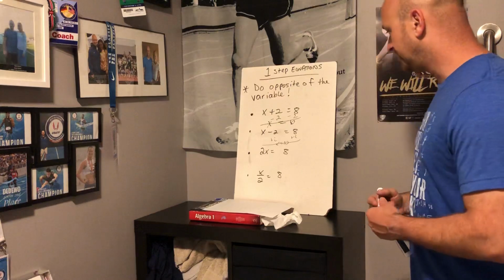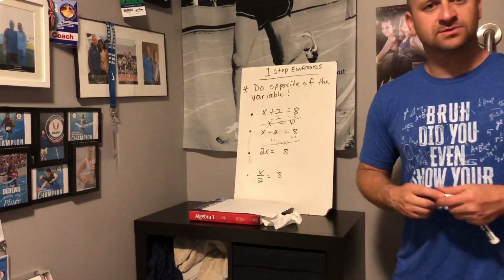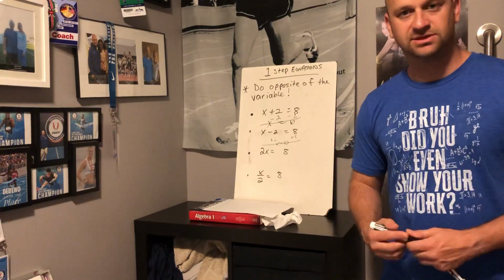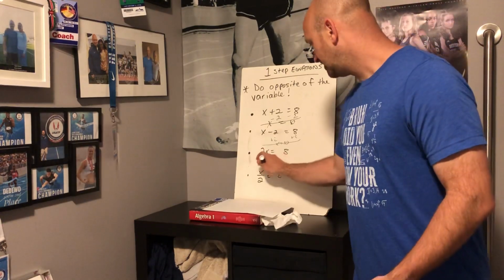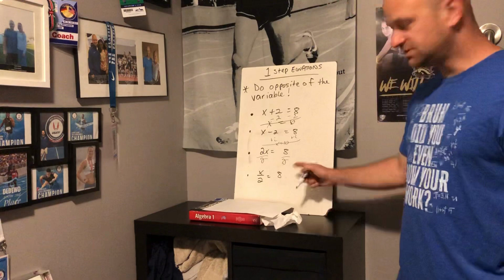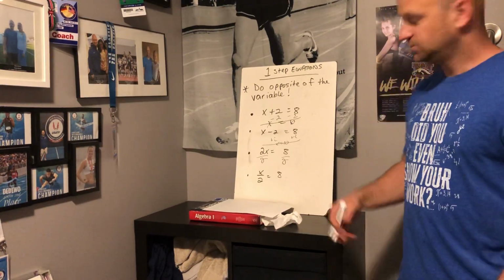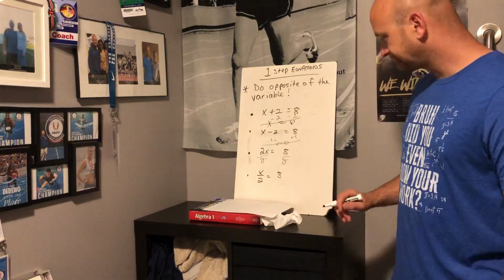Okay? All right. What's happening to x in this one? It's getting multiplied by 2. What's the opposite of multiplying by 2? Divide. We divide by 2. Okay? Now, sometimes you get nice numbers. Sometimes you don't. So just trust your math. Trust your math.